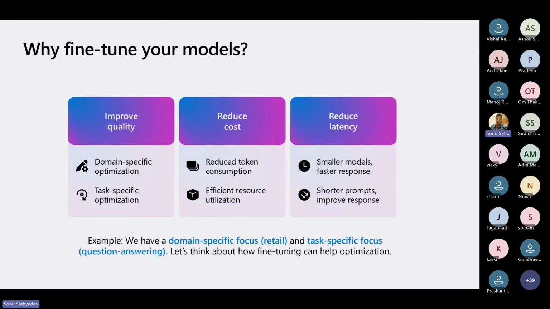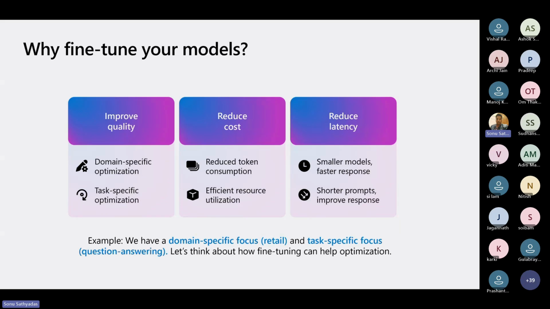So the number of tokens consumed is very low, and resource utilization is efficient. So we don't need very heavy compute to run these models. The model will run in a normal environment, but it can provide you some domain specific information. Reduce the latency: smaller models and faster response.